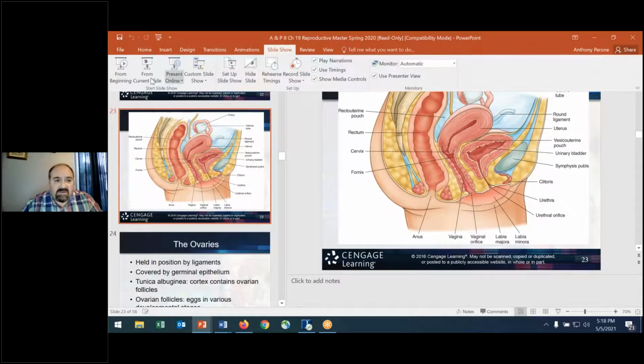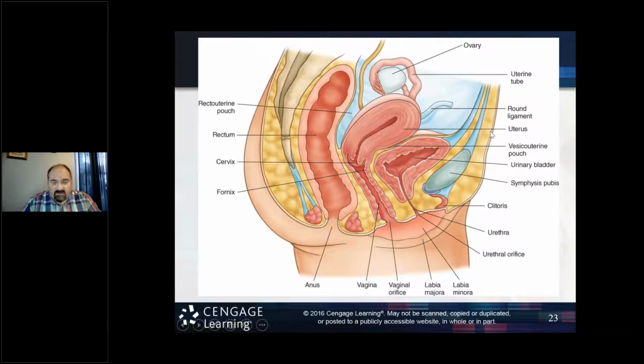So let's first take a look at this sagittal view of the female reproductive anatomy. What I want to point out is the urinary bladder and the urethra. As far as the external structures, the labia majora and minora. You'll also see the erectile tissue, the clitoris is present there. You'll see the pubic symphysis.